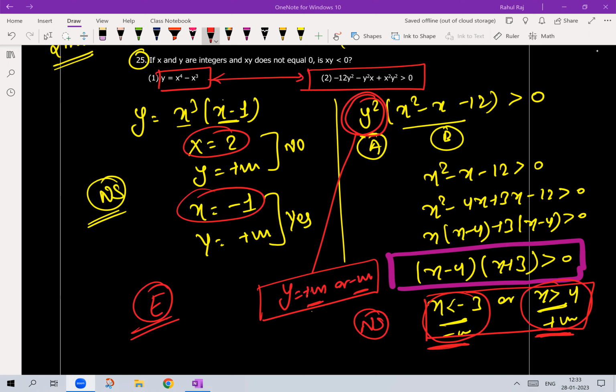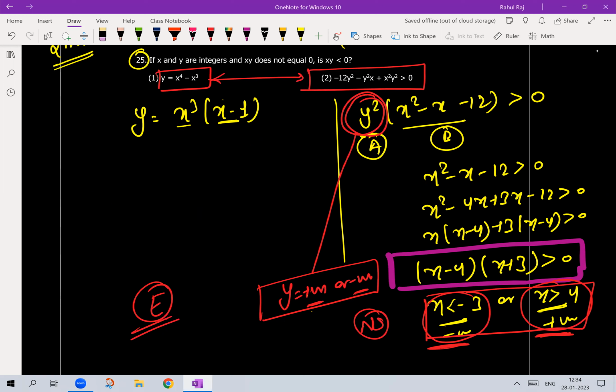What we want in the question is xy less than 0. Right. So for the first condition, you have written y is equal to x cube into (x minus 1). Right. Multiply both sides by x. It becomes x to the power 4 multiplied by (x minus 1). It should be less than 0. So you are trying to say I multiply xy here, and this is x^4 into (x minus 1). We want it less than 0. So ultimately we want x less than 1 because x to the power 4 is greater than 0.